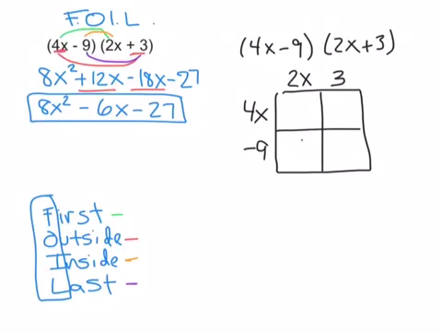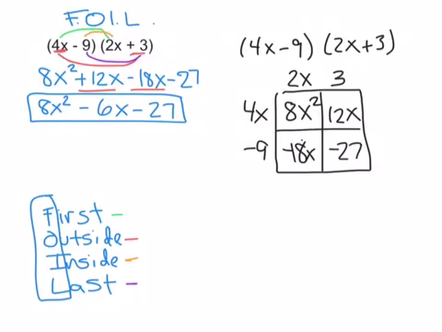So first I'm going to multiply 4x times 2x. Well, 4 times 2 is 8, and x times x is x squared. So I have 8x squared. Then I'm going to multiply negative 9 times 2x. It really doesn't matter what order you do this in. Negative 9 times 2 is negative 18x. Then I have to do these two. So I'll do 4x times 3, which is 12x. And lastly, we have negative 9 times 3, which is negative 27.